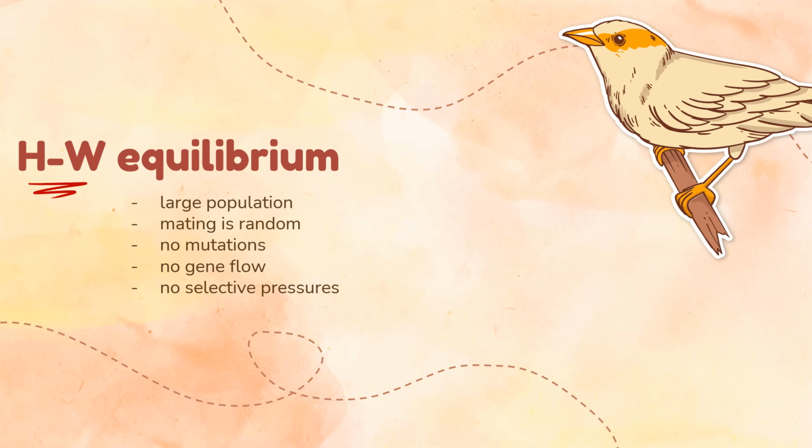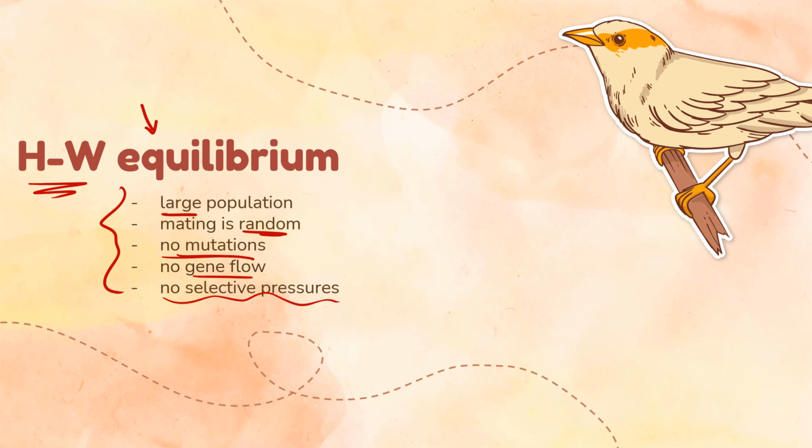The Hardy-Weinberg equation gives us math about the allele frequencies in a gene pool. For us to maintain Hardy-Weinberg equilibrium, 5 conditions must be met. We have to keep a large population. Mating has to be random. We can't have any new mutations adding new alleles to our gene pool. No gene flow. We can't have new alleles being introduced or exiting our gene pool. And we can't have any selective pressures. Natural selection cannot be occurring. There cannot be an advantage for having one trait over another, one allele over another.